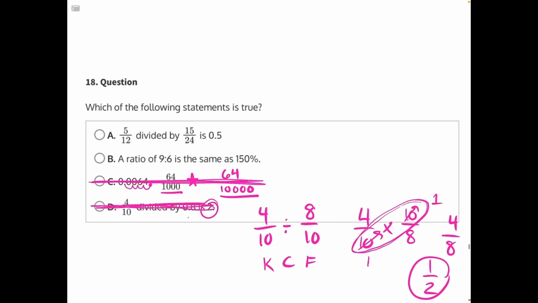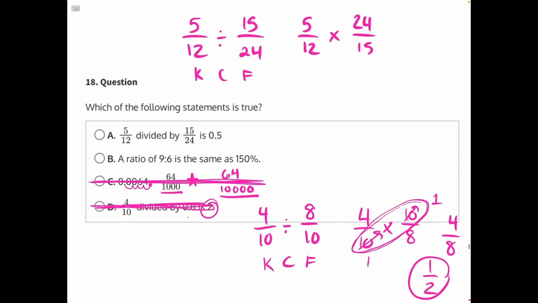For A, we need to do the same thing. 5/12 divided by 5 over 24. So once again, keep, change, flip. 5/12 times 24 over 5. Let's look for greatest common factors to factor out. We can take a 5 out of 5 to be left with 1. We can take a 5 out of 5 to be left with 1.